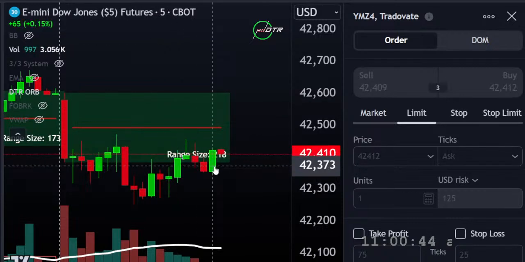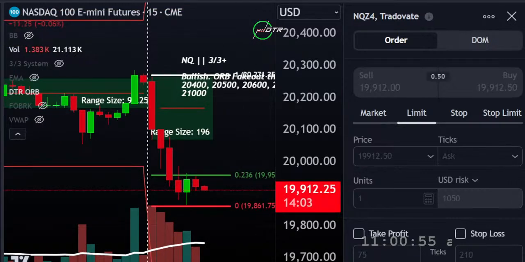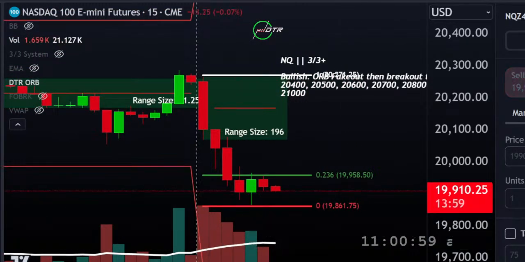Don't see enough volume there. Unless I'm looking at the wrong thing. Okay, so this is going to be my bias here for now. Still watching long.